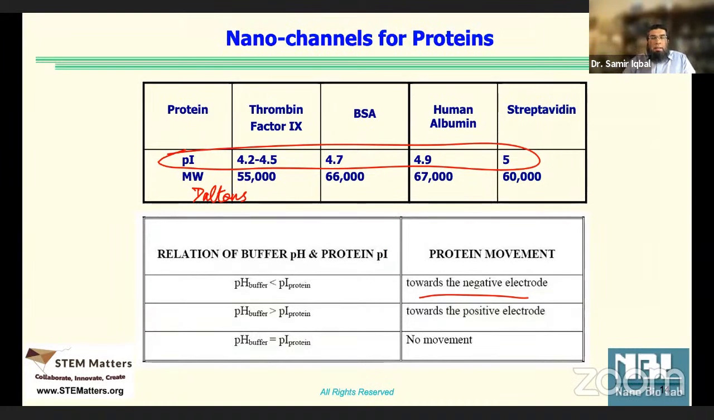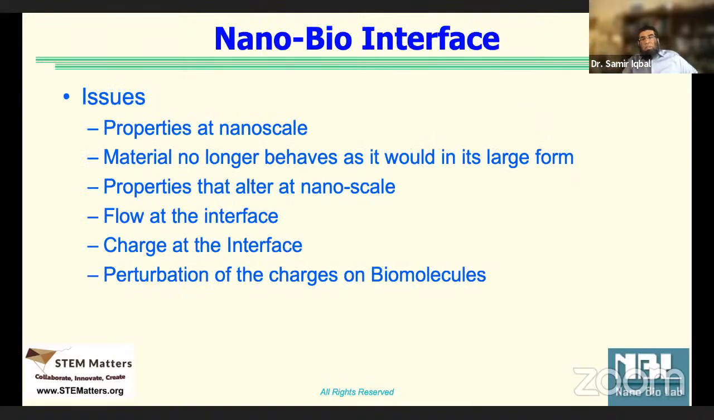So knowing the pH, the overall net charge will tell us which side a molecule is going to go in a device, right? The concept of isoelectric point is important to understand the nano-bio interface issues. Now, when we know the molecules have charge and they are in a solution where their charge is prominent, we can disturb those charges with nano devices.